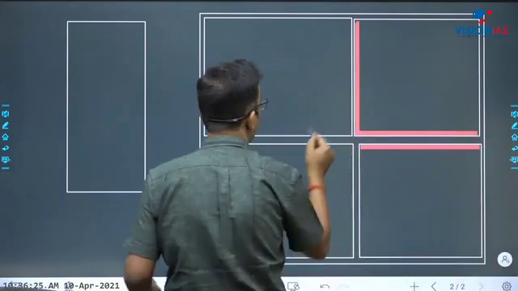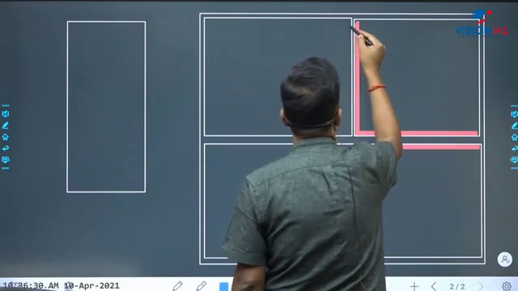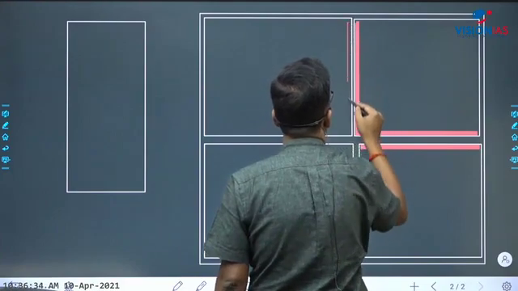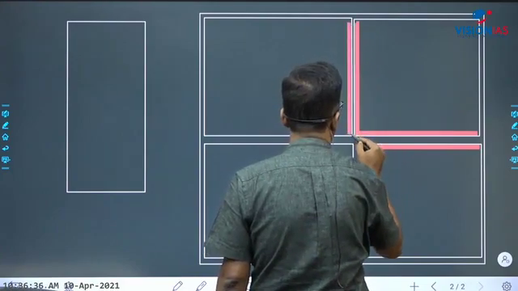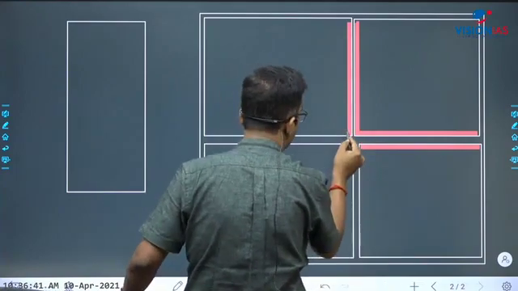Please, you also create this diagram at the same point of time. Please do it simultaneously.